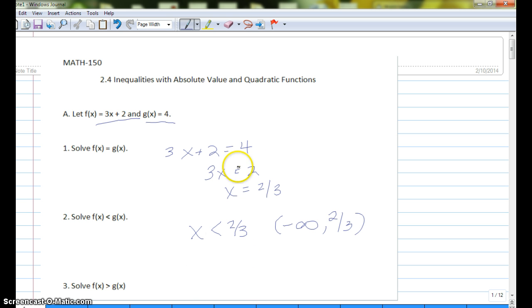And then if we solved these two and we had a greater than, we would get the set x is greater than 2/3. So that would be the interval from 2/3 up to infinity. Now let's take a look and see what this means on the graph.